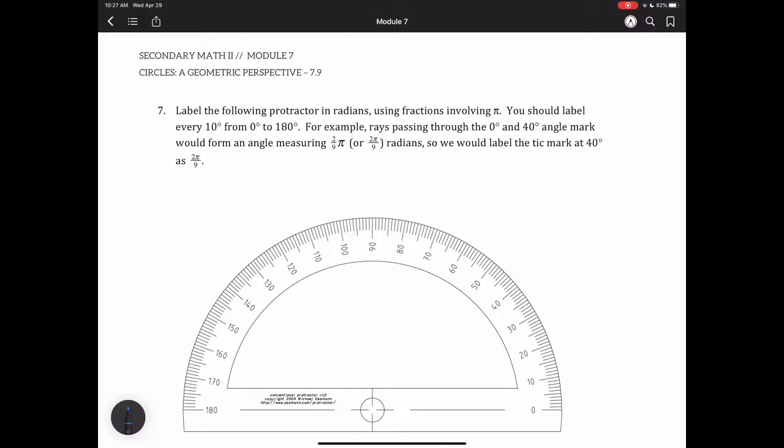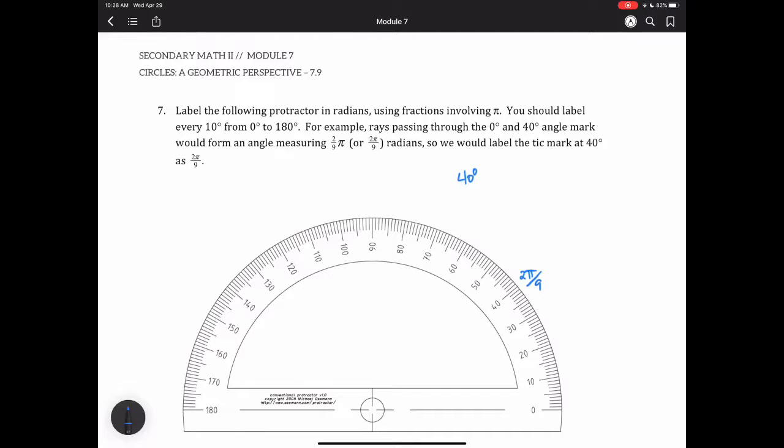So here's an example. A ray passing through the 0 and 40 degree angle mark would form an angle measuring 2 over 9 pi, or 2 pi over 9 radians. So we would label the tick mark at 40 as 2 pi over 9. So let's see how they got there, okay? They started with 40 degrees. Now, how do we get to radians from 40 degrees?